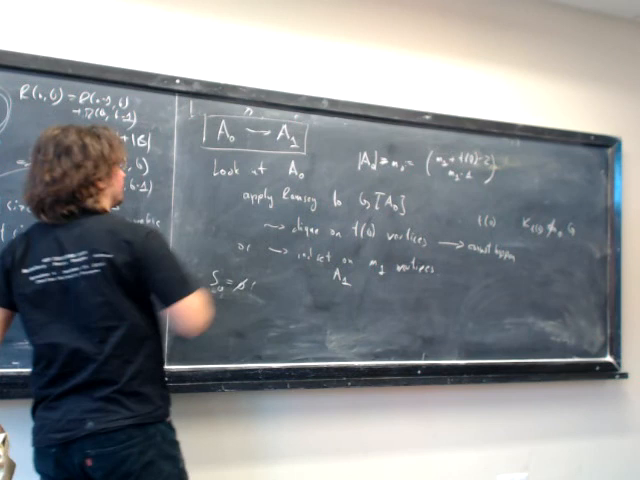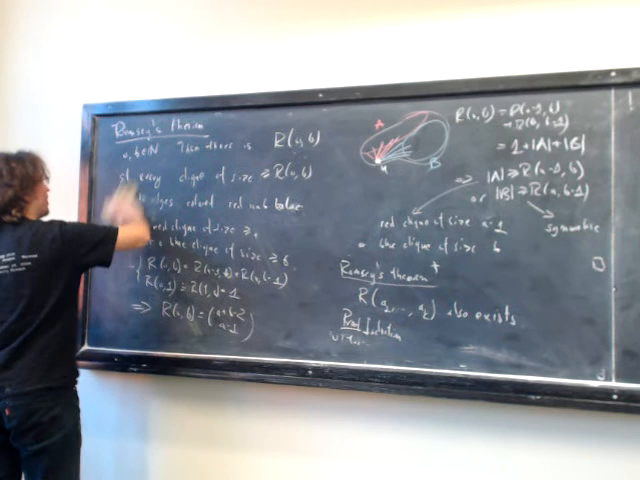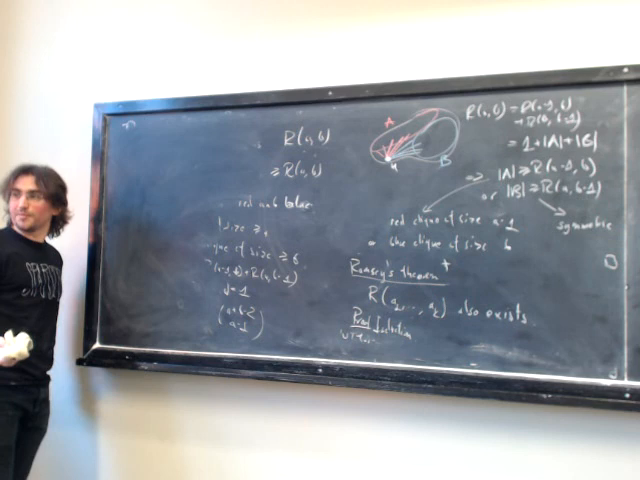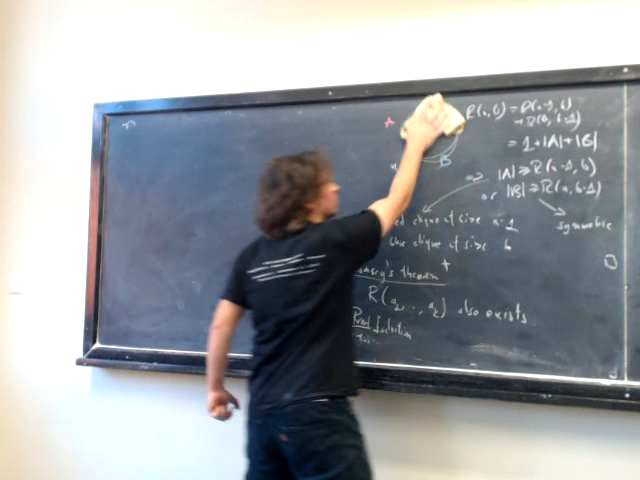Okay, so now we make step number 2. From A1, we want to get A2. So now I've got a large distance 1 independent set, so just a set of vertices that are pairwise non-adjacent. And I want to find a large distance 2 independent set.